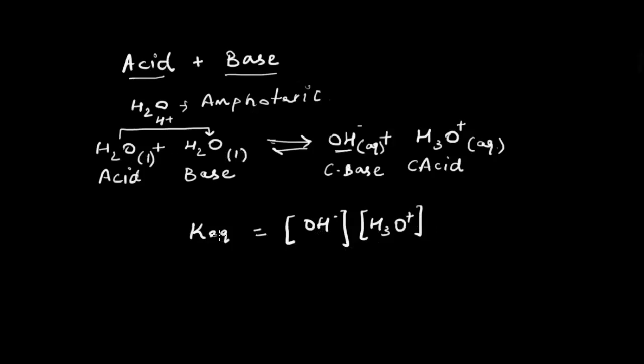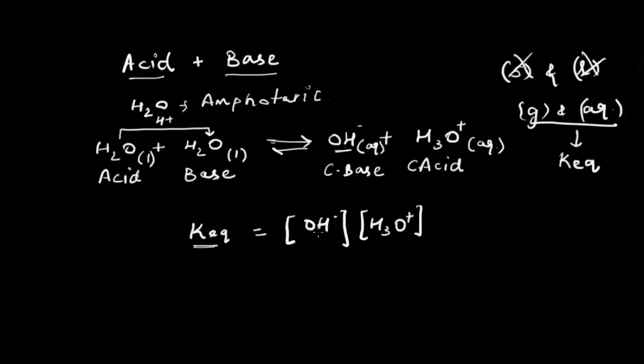You remember from the previous unit that for the equilibrium constant, we do not consider solid and liquid entities. Only gaseous and aqueous entities are considered. Therefore, K equilibrium is the OH negative ion concentration multiplied by the H3O positive ion concentration. The value of K equilibrium is experimentally determined at 25 degrees Celsius. It's specifically at 25 degrees Celsius. K equilibrium is 1 times 10 to the power negative 14. Because this specific K equilibrium is for water, it can also be written as K water.